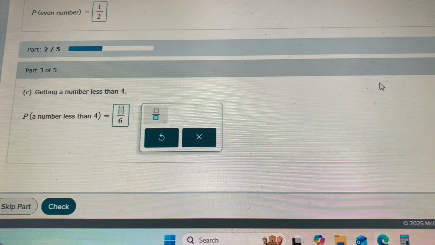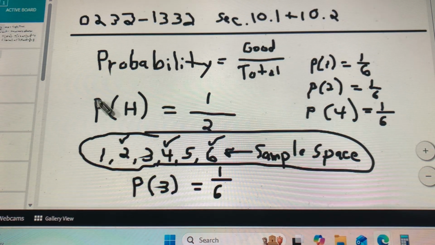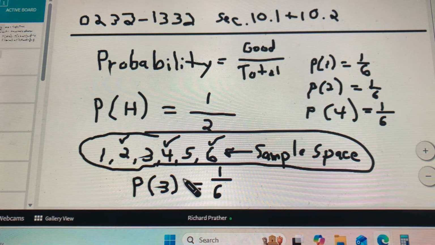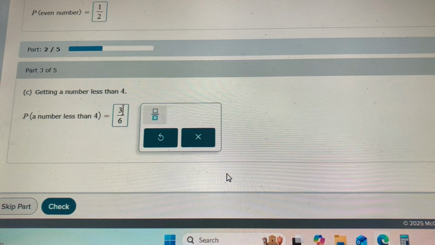So what's the probability of getting a number less than 4? I already know there's 6 sides on a die. There's all 6 of them. How many of these are less than 4? They could ask for less than 4, greater than 4, less than or equal to 4, or greater than or equal to 4. But this one was just less than 4. Less than 4 doesn't include 4, so it's actually just 1, 2, and 3. So this is 3 out of 6 for the second time in a row, which would reduce to 1/2 again.